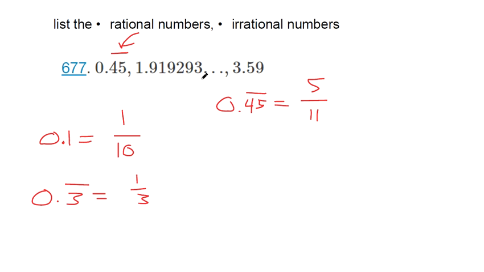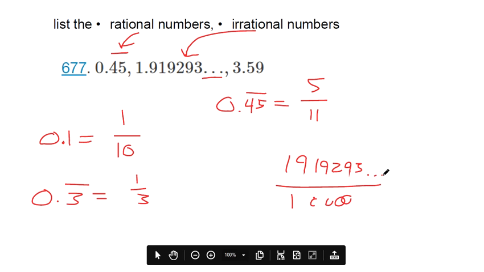Okay. Now look, if it says ... and there's no pattern, look, 1.919293, that one's irrational, because you can't write it as a ratio of two integers. The decimals aren't ever going to stop. You could write it as 1919293 over 100, but the problem is the decimals keep going. We can never make it. We can never figure out how many zeros we're supposed to have down here.